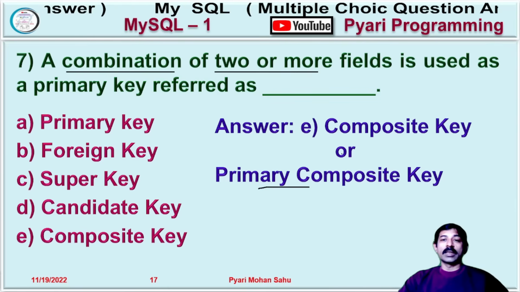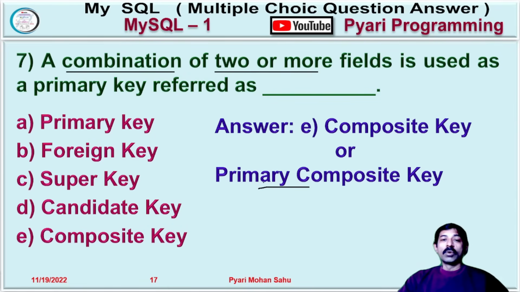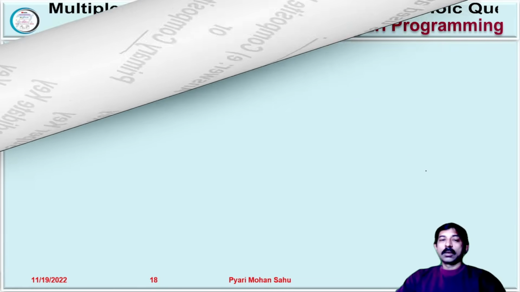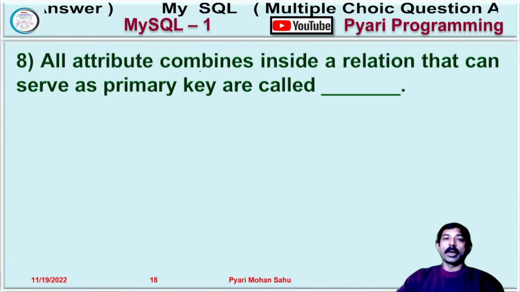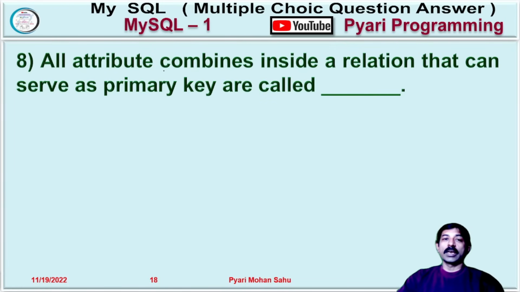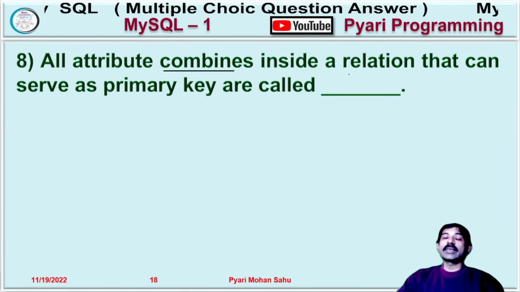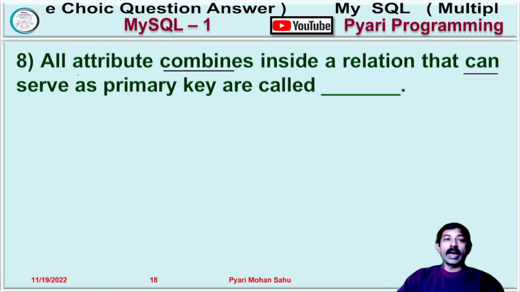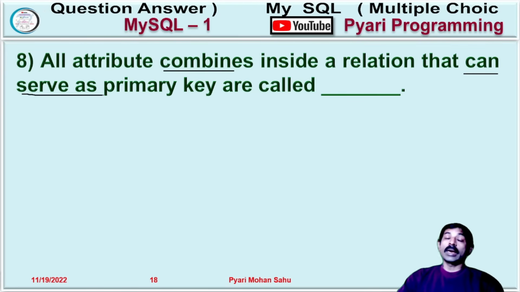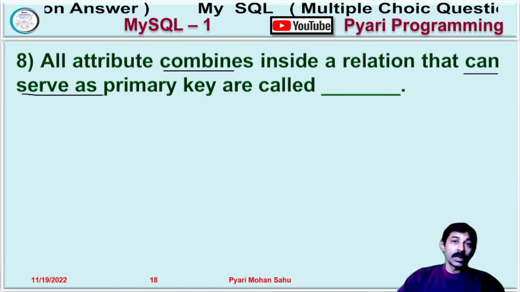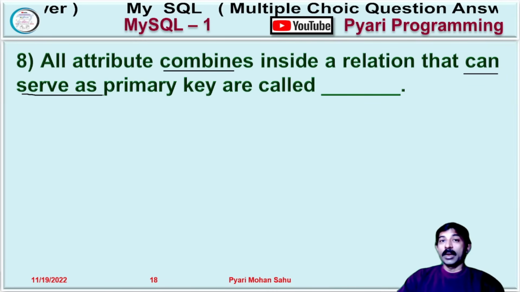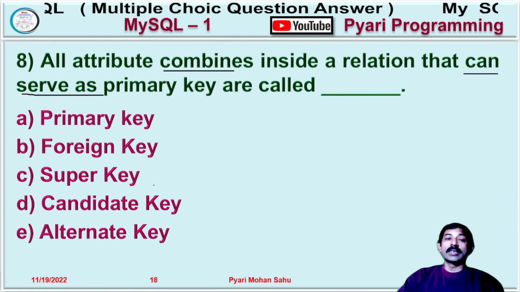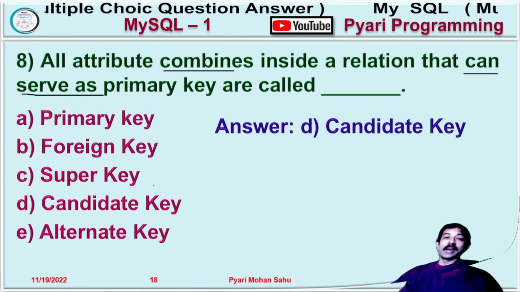Sometimes you may not get the option composite key. You will get the option primary composite key. So be careful about it. Now the question says that all attributes combined inside the relation that can serve as a primary key. That can serve as a primary key, in the sense it cannot be called a primary key. So let's see the options. Here, yes, candidate key is available. So the answer is your candidate key.